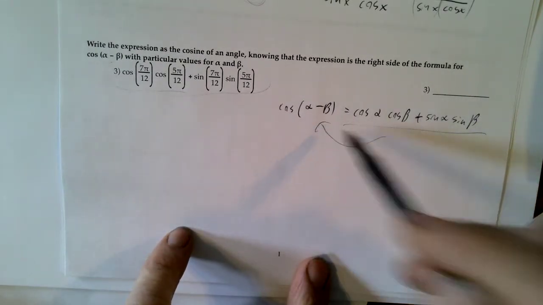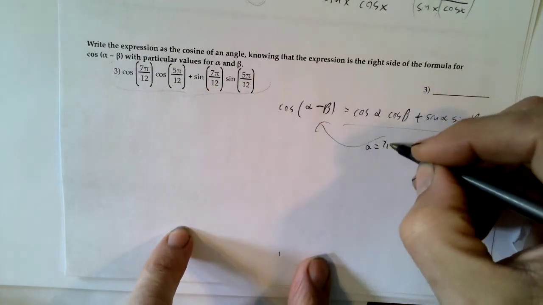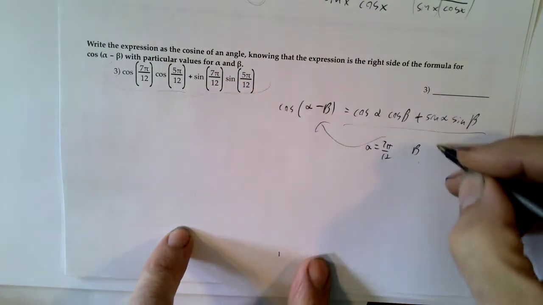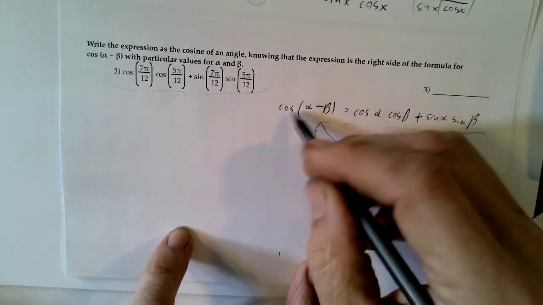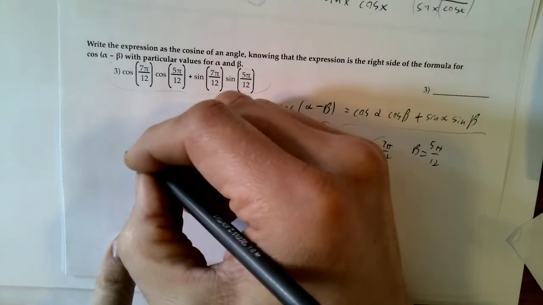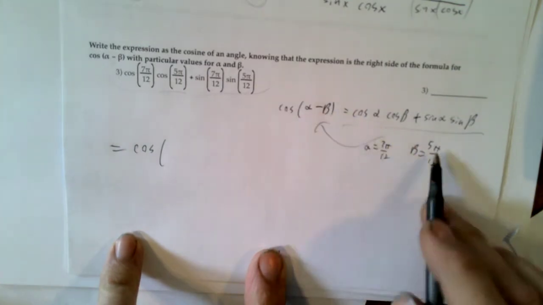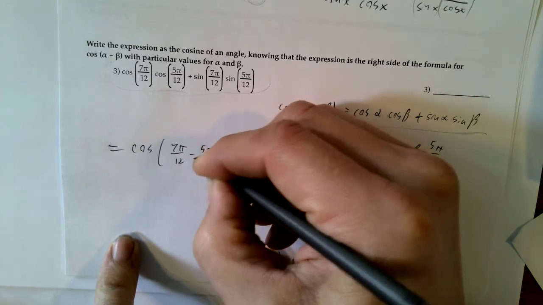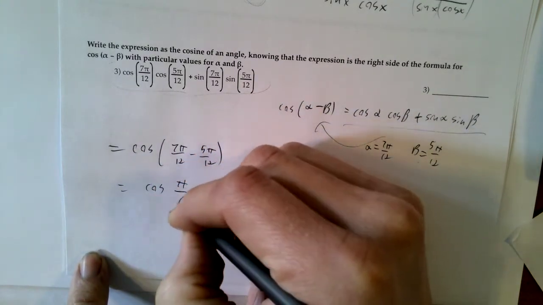So if we put it back over here, alpha is the 7 pi over 12, and beta in this is the 5 pi over 12. If we put it together into your angle difference formula, this whole thing is equal to the cosine of alpha minus beta, 7 pi over 12 minus 5 pi over 12, which is 2 pi over 12, or pi over 6.